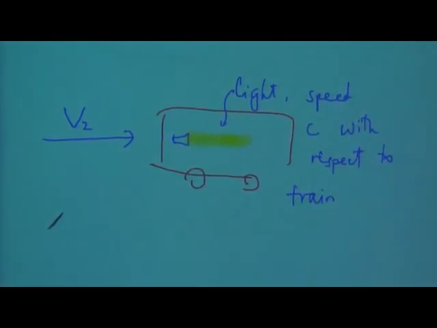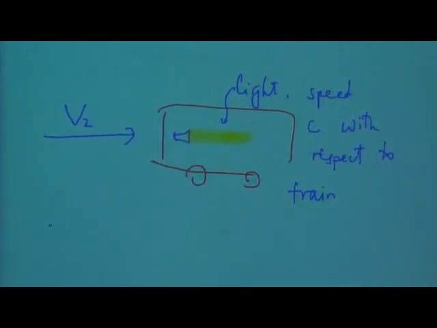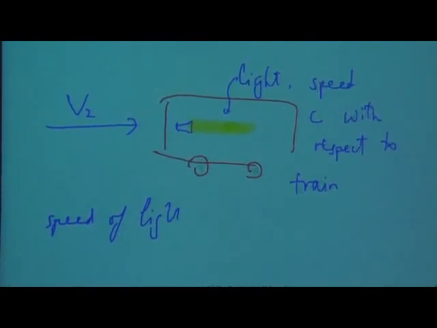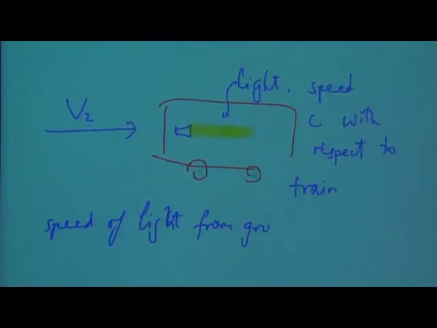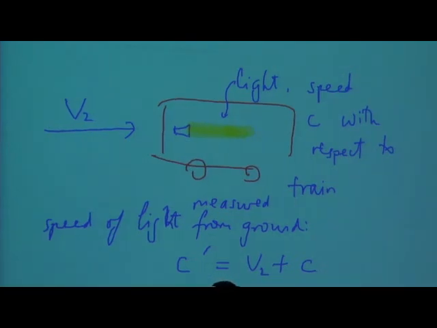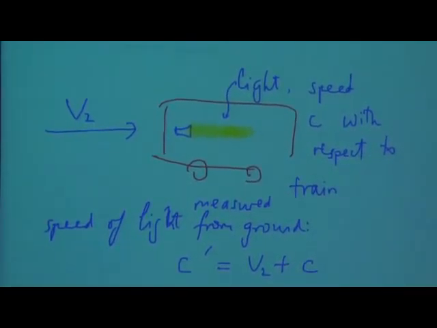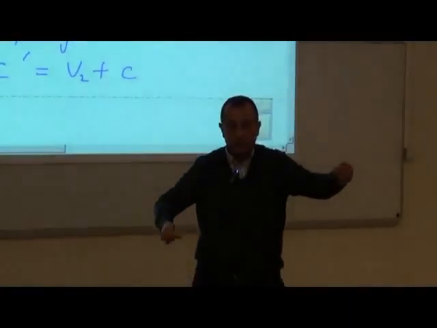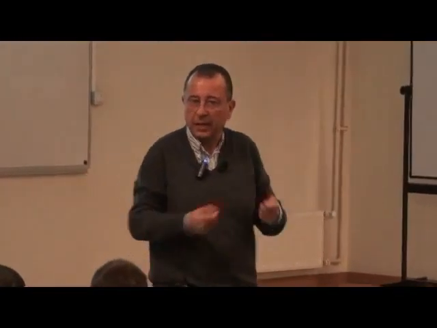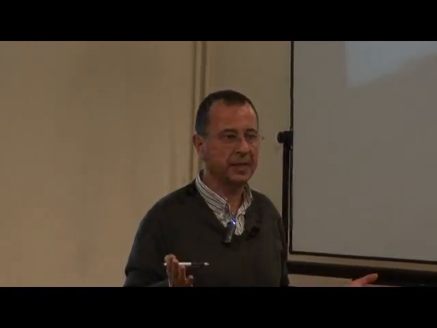So the speed of light measured from the ground, what do you expect it will be, let's say, C prime equals V2 plus C. So this is a scientific method based on our previous experiences. I'm making a prediction, I guess. I'm saying, okay, in this case, if the object moving in the train is light and its speed there is C, the guy outside will see the speed of light as C plus V2. This is my guess.